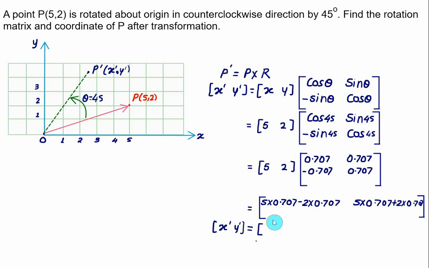So first term here is close to 2.12. Second coordinate is close to 4.95. So after transformation you will get x prime equal to 2.12 and y prime equal to 4.95. So this one is a new point, and the rotation matrix is 0.707, 0.707, minus 0.707 and 0.707. So the coordinate of point P prime will be 2.12, 4.95.